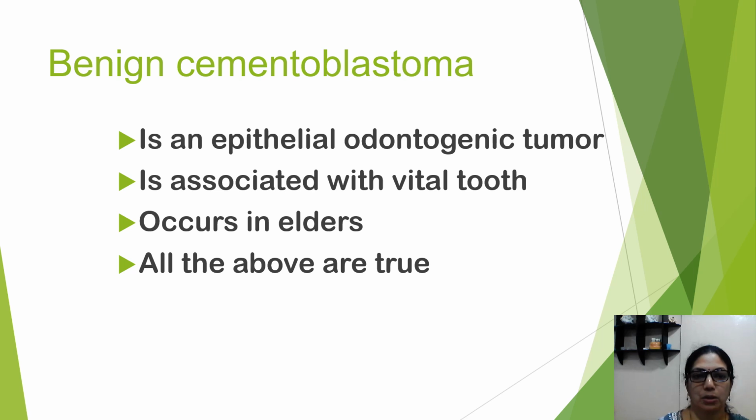Next, benign cementoblastoma. It is an epithelial odontogenic tumor; it is associated with a vital tooth; it occurs in the elderly; or all the above statements are true regarding the benign cementoblastoma. Only the statement that it is associated with a vital tooth is correct. The first statement says it is an epithelial odontogenic tumor. No, this is a mesenchymal odontogenic tumor. It is derived from the mesenchyme, that is, it forms the cementum, so the mesenchymal cells are involved. It is not epithelial. It occurs in young adults and it is associated with a vital tooth. So only the second statement is correct.